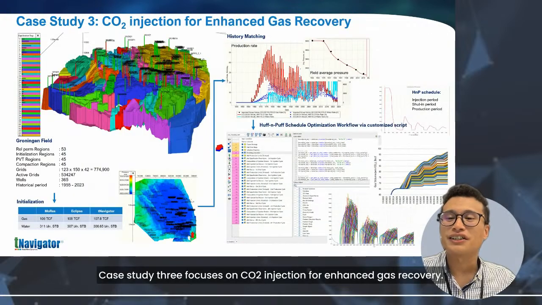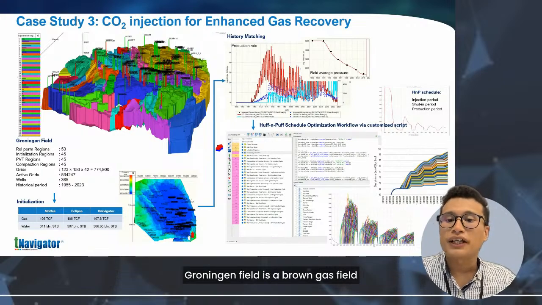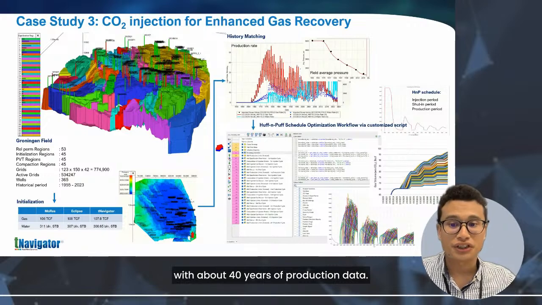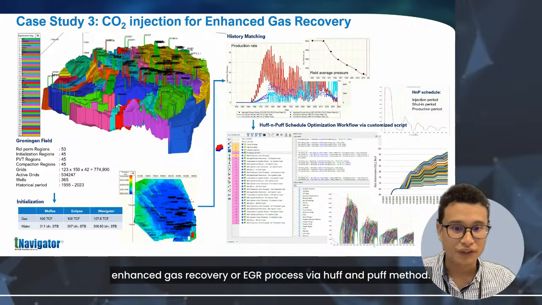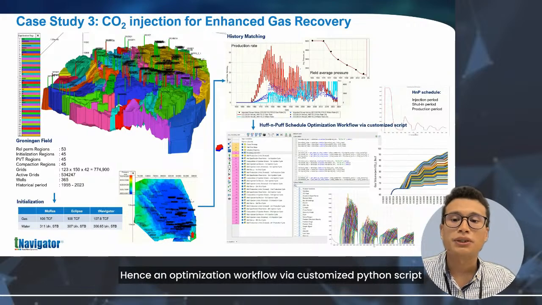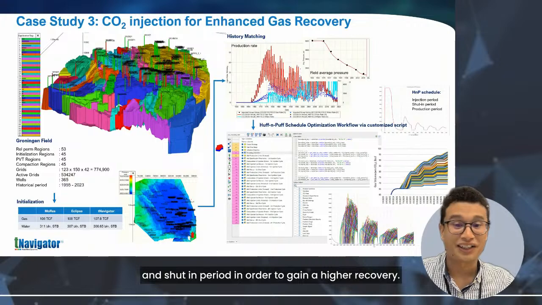Case study 3 focuses on CO2 injection for enhanced gas recovery. This case uses a compositional version of the Groningen field. Groningen field is a brown gas field with about 40 years of production data. In this particular case study, what we are looking for is to improve the enhanced gas recovery, or EGR, process via the huff and puff method. Hence, an optimization workflow via a customized Python script was designed to identify the optimum injection and shut-in period in order to gain a higher recovery.